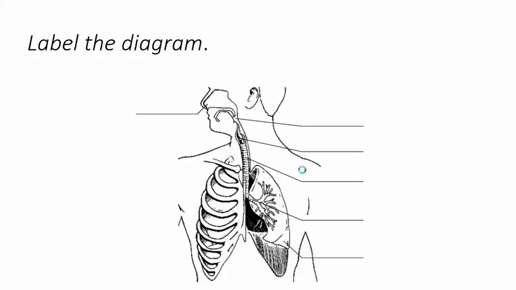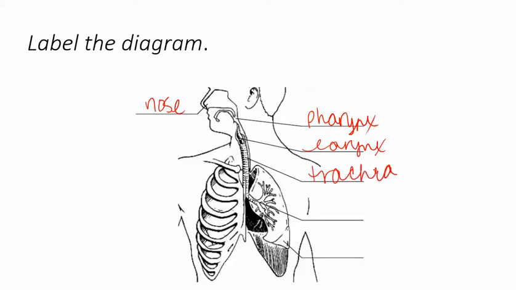So let's see if we can go ahead and label this diagram. That would be your nose. This would be your pharynx. Is that right? Then this would be your larynx. This would be your trachea. Okay. And then the little branch to the right would be the what? Bronchial tube or bronchi. And then this whole thing would be your lung. Okay.